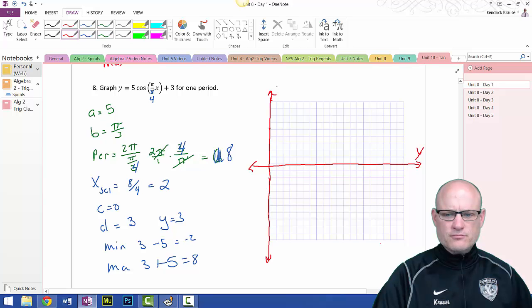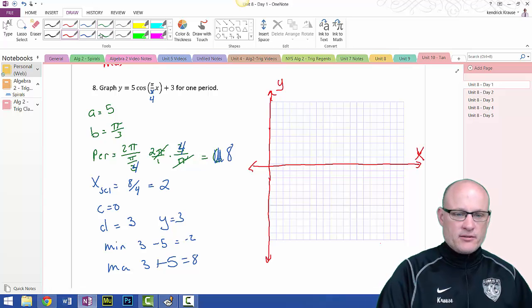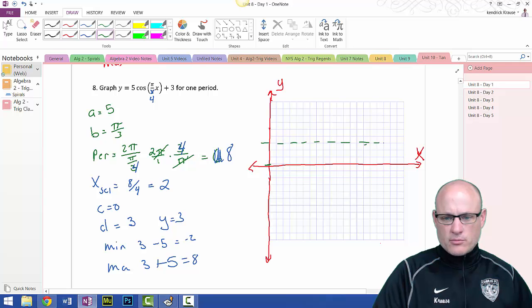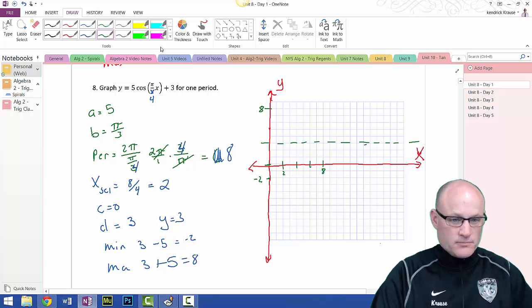X and Y. Let me draw the midline in. My midline is 3. That's the origin, right? 1, 2, 3. Boom, boom, boom, boom, boom, boom, boom, boom. I gotta get up to 8. 4, 5, 6, 7, 8. Got lucky there. And I gotta get down to negative 2. There's negative 2. Oh, we need the Y scale. 2, 4, 6, 8. Good enough.